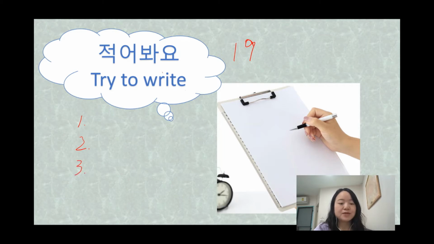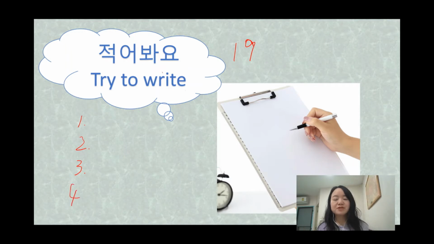Okay, number 3. My telephone number. 제 전화번호가. Listen. 268 4327. Second time. 268 4327.